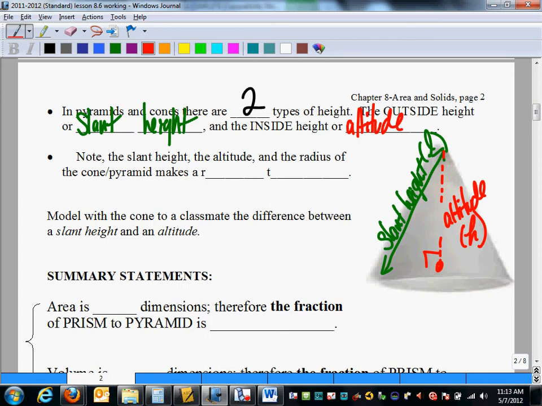Alrighty, guys. Now what I'd like you to do is trace up the slant height, down the altitude, and across the radius.